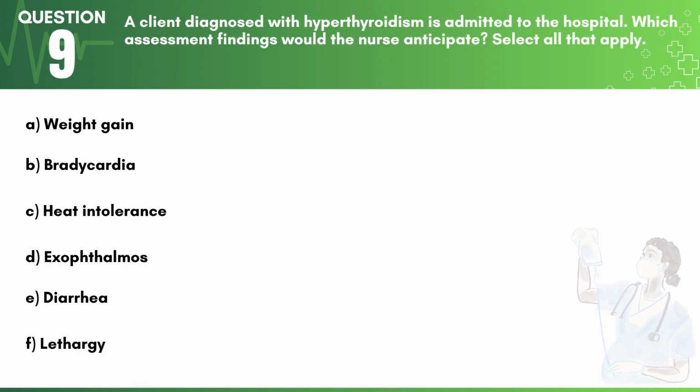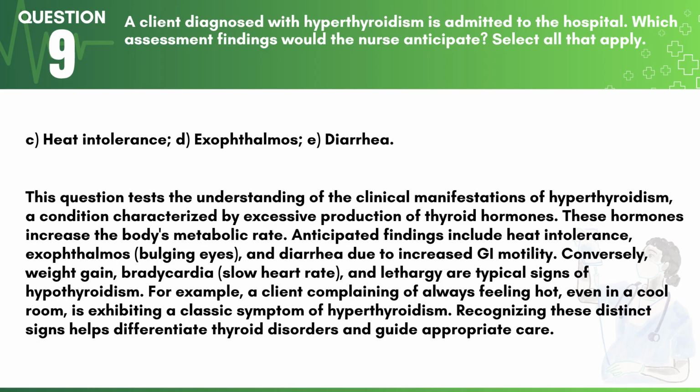Question 9. A client diagnosed with hyperthyroidism is admitted to the hospital. Which assessment findings would the nurse anticipate? Select all that apply. A. Weight gain. B. Bradycardia. C. Heat intolerance. D. Exophthalmos. E. Diarrhea. F. Lethargy. Answer: heat intolerance, exophthalmos, diarrhea.